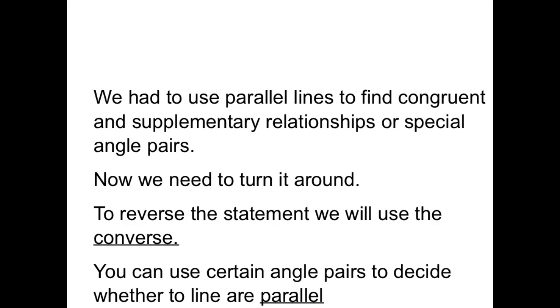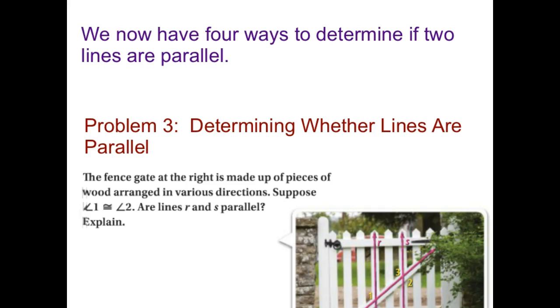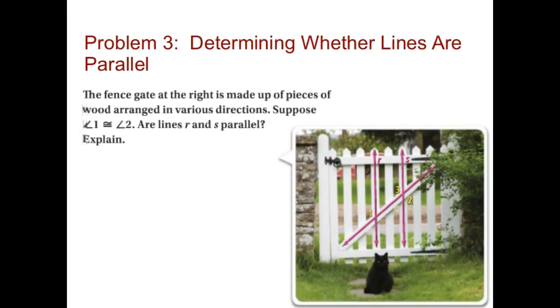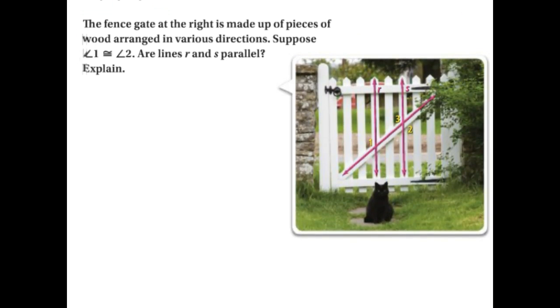We've proved 2 of these theorems work, and now we're just going to use them in some example problems. So like I said, we have 4 different ways to determine if 2 lines are parallel. There's 4 different converses. So here it says, the fence gate at the right is made up of pieces of wood arranged in various directions.